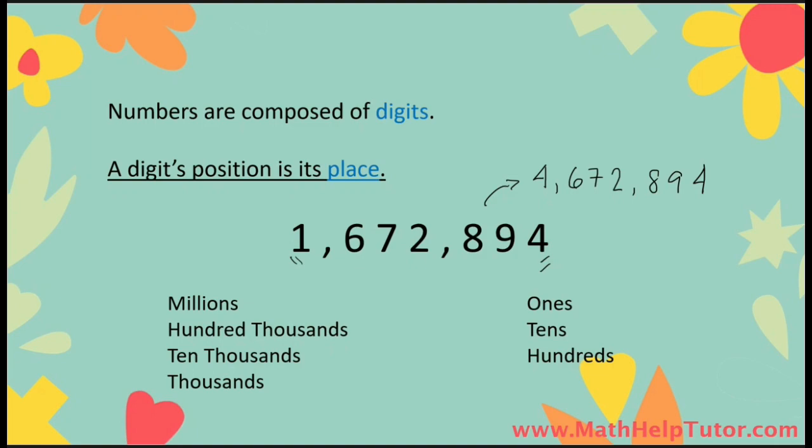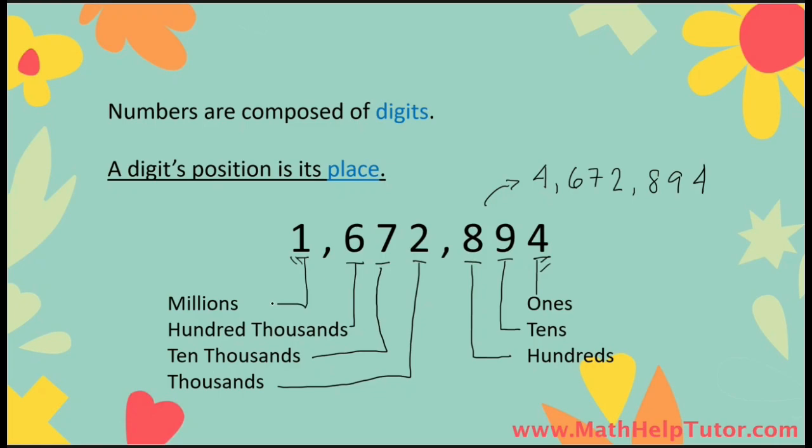So let's go ahead and connect the digits to the places by drawing lines from the digit to the place. So 4 is in the ones place, 9 is in the tens place, 8 is in the hundreds place, 2 is in the thousands place, 7 is in the 10,000s place, 6 is in the 100,000s place, and 1 is in the millions place.